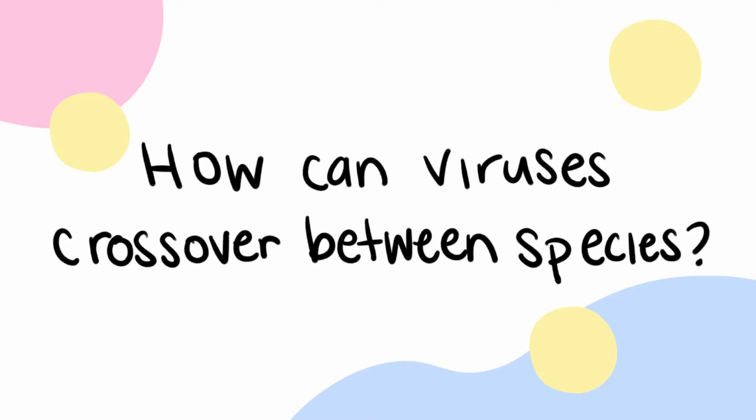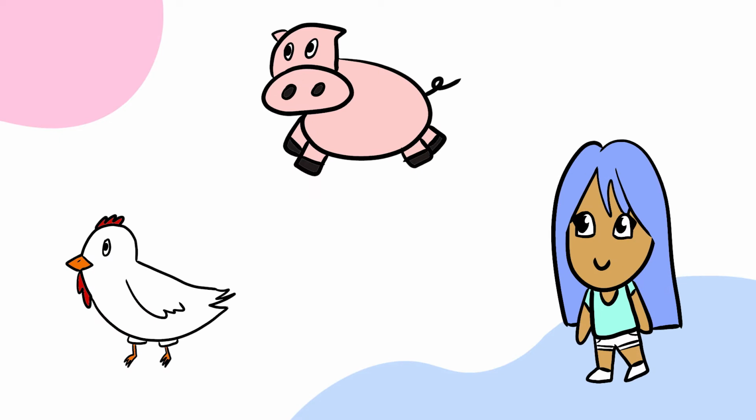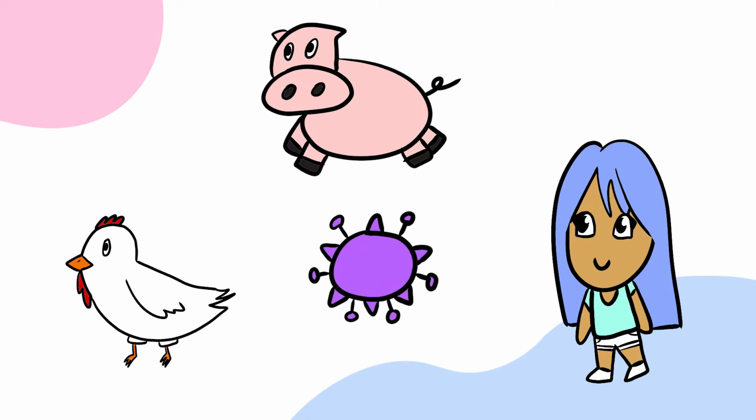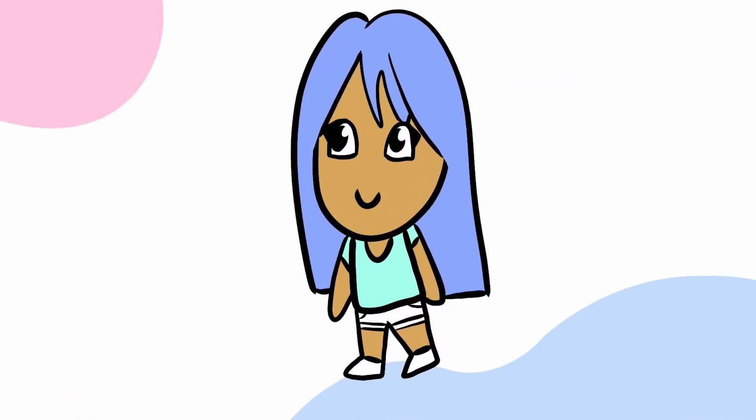How can viruses cross over between species? To understand this, let's take a look at the influenza virus as an example. There are multiple strains of influenza virus. A viral strain is somewhat like a species.